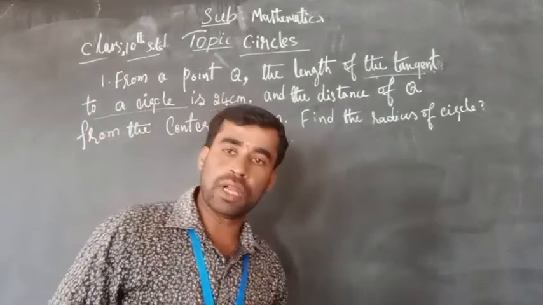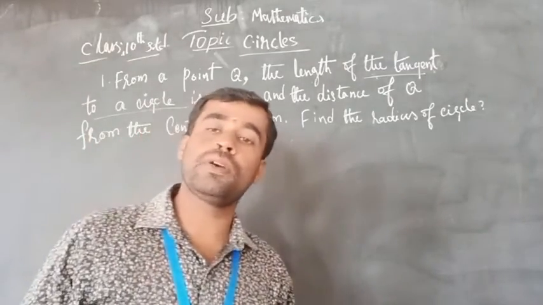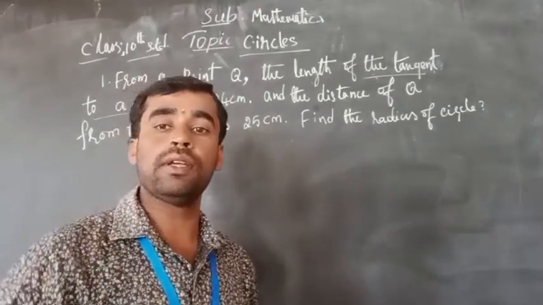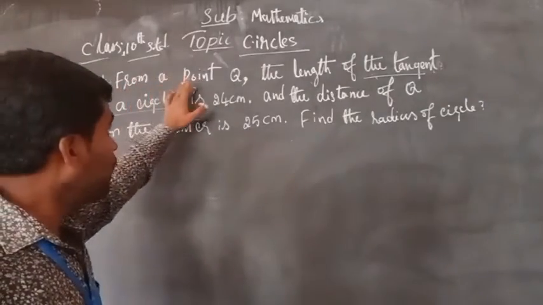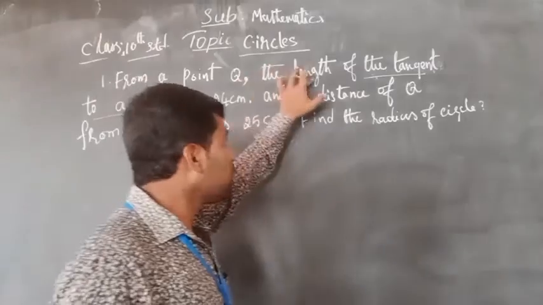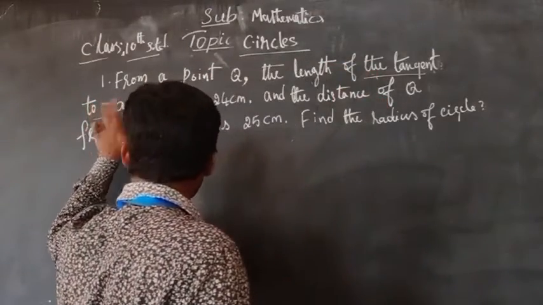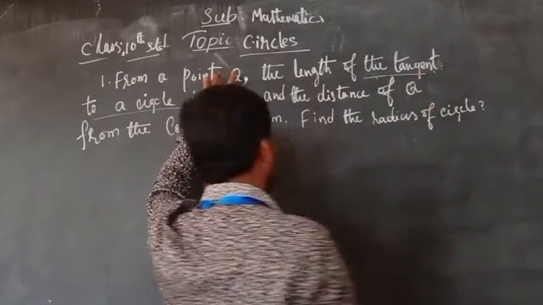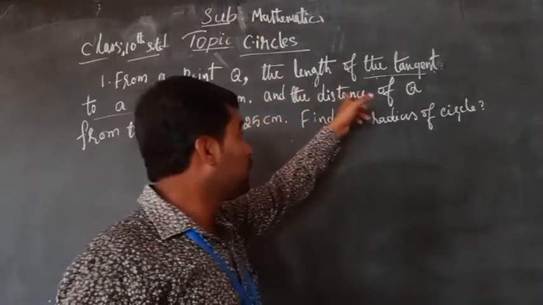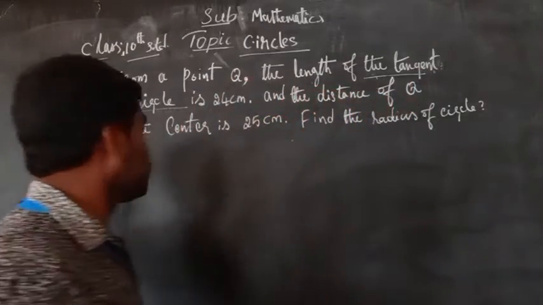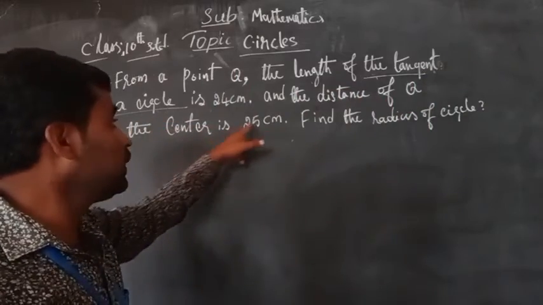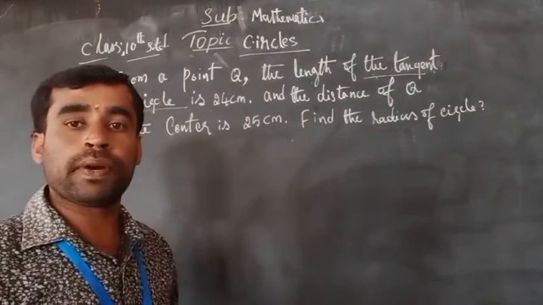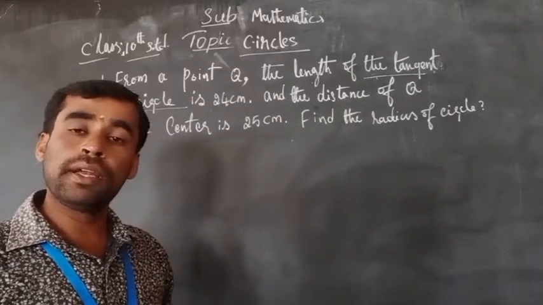Very good, students. Now we are going to discuss some numerical problems based on the theorems. Here I have taken the first question: from a point Q, the length of the tangent to a circle is 24 centimeter, and the distance of Q from the center is 25 centimeter. Find the radius of the circle. We need to find the length of the radius of the circle.